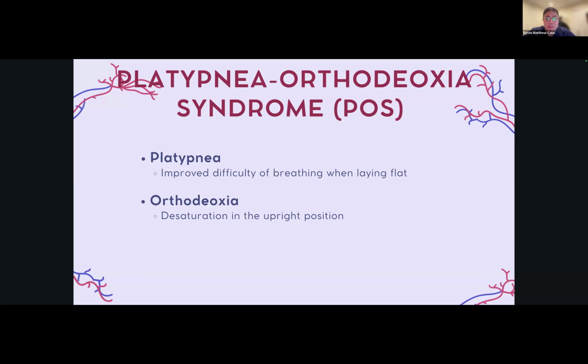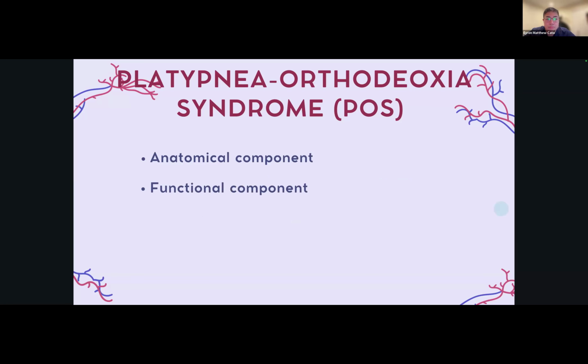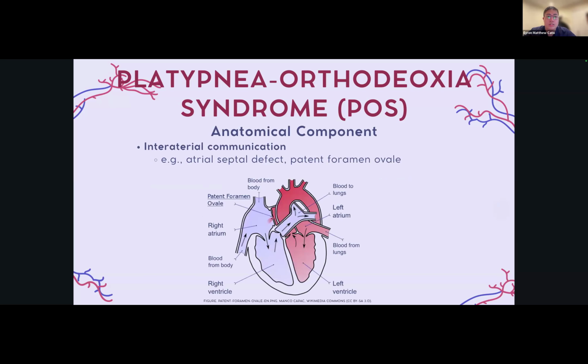But to further explain this, let's first break down the essential components for POS to occur. So there needs to be both an anatomical component and a functional component. So first is the anatomical component. There needs to be a passageway between the left and right atria that will allow the blood to flow from the right side of the heart to the left side of the heart. This could be either a PFO or an ASD. So on their own, these usually don't cause right to left shunting.